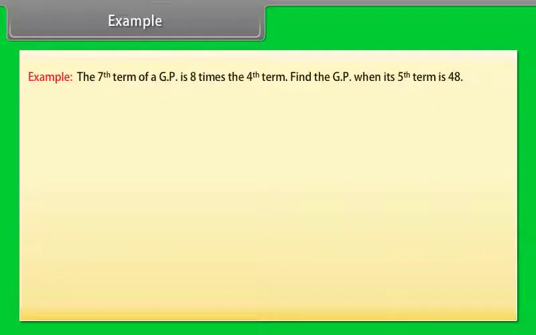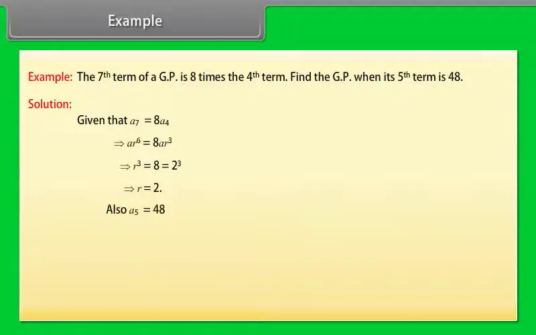Example: the 7th term of a GP is 8 times the 4th term. Find the GP when its 5th term is 48. Solution: given that a7 is equal to 8 into a4, it implies a into r raised to power 6 is equal to 8 into a into r cube. It implies r cube is equal to 8 is equal to 2 cube. It implies r is equal to 2.